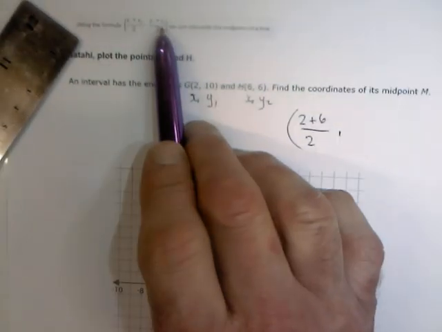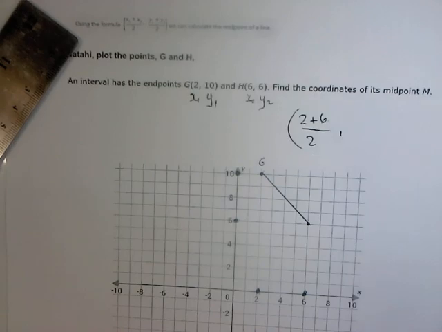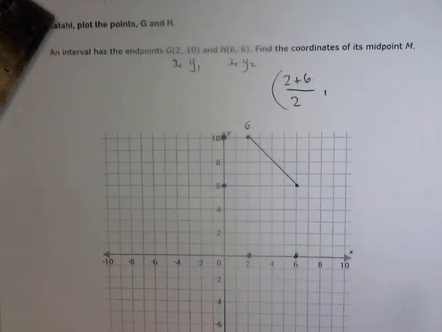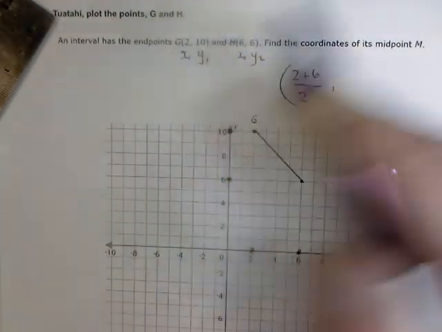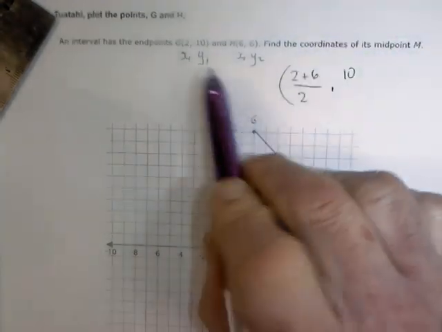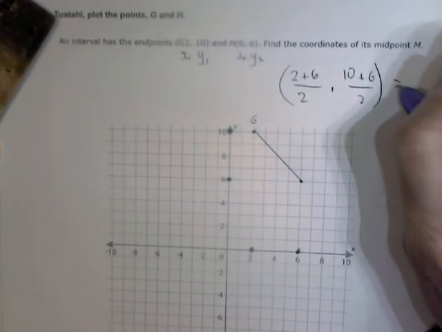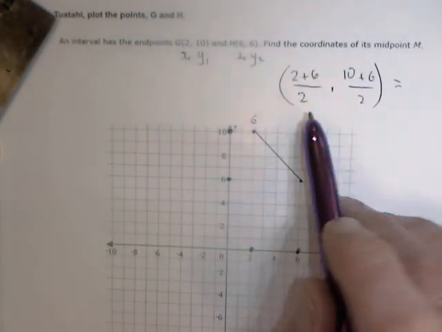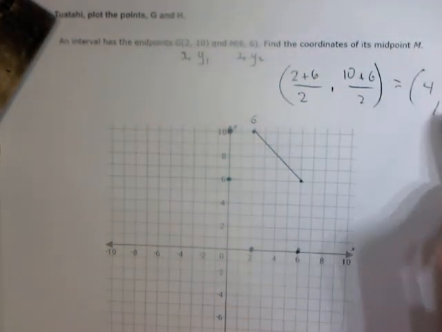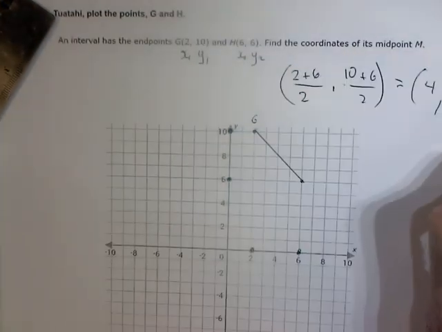Now we're going to do the same thing with the y's. y1 plus y2 divided by 2. So let's do the same thing with the y numbers. y1 is 10. y2 is 6. 10 plus 6 is 16. Cut that in half. Okay. 6 plus 2 we said was 8 divided by 2, 4. 10 plus 6 is 16 divided by 2 is 8.